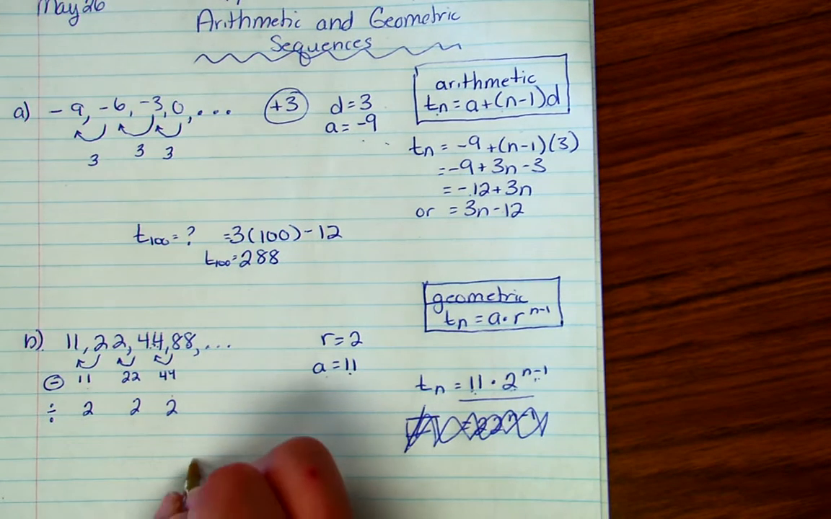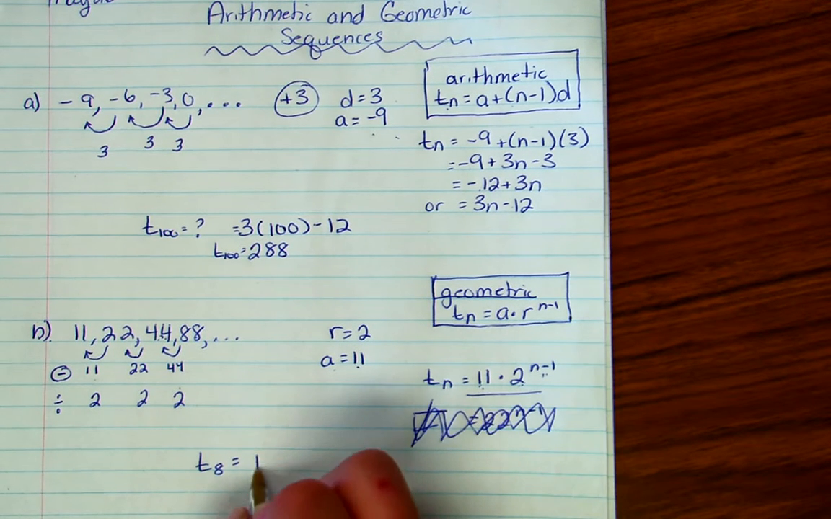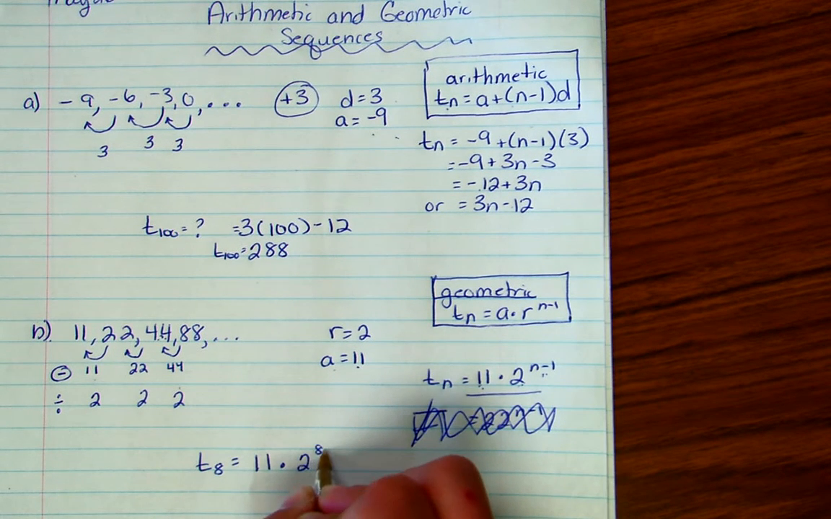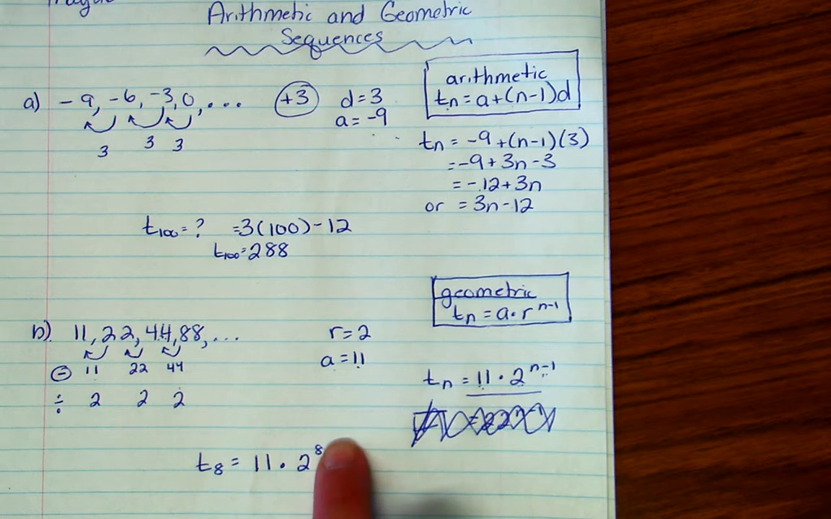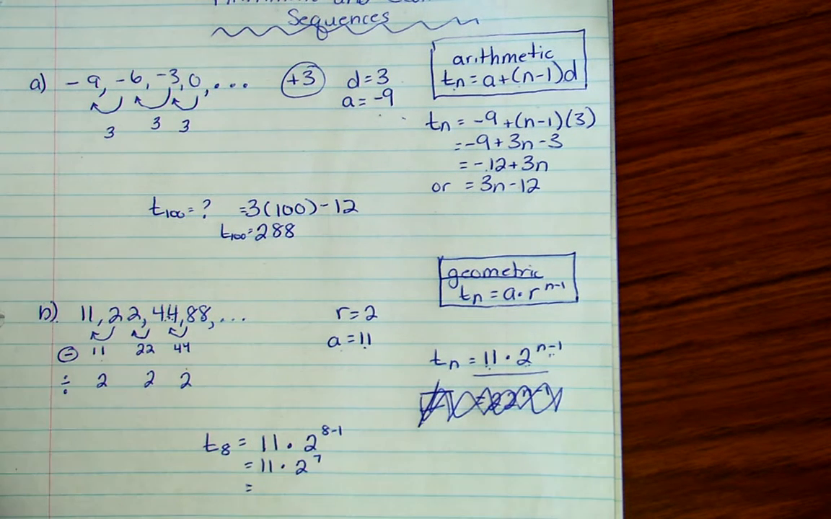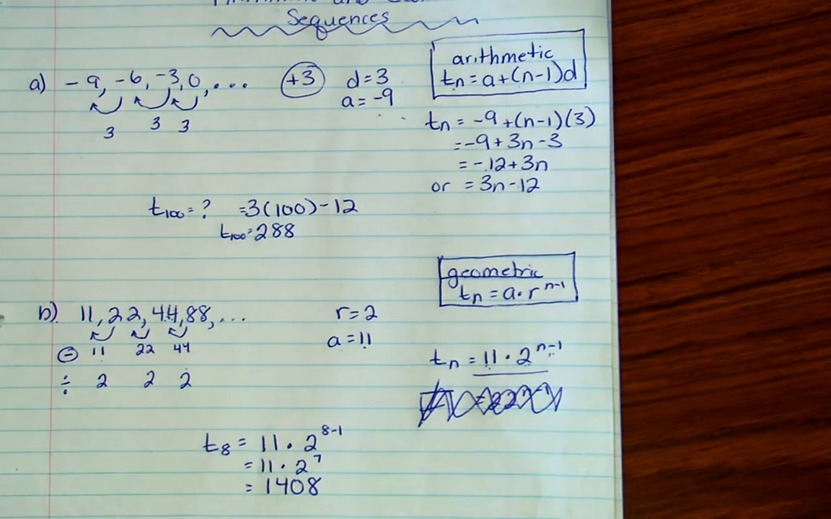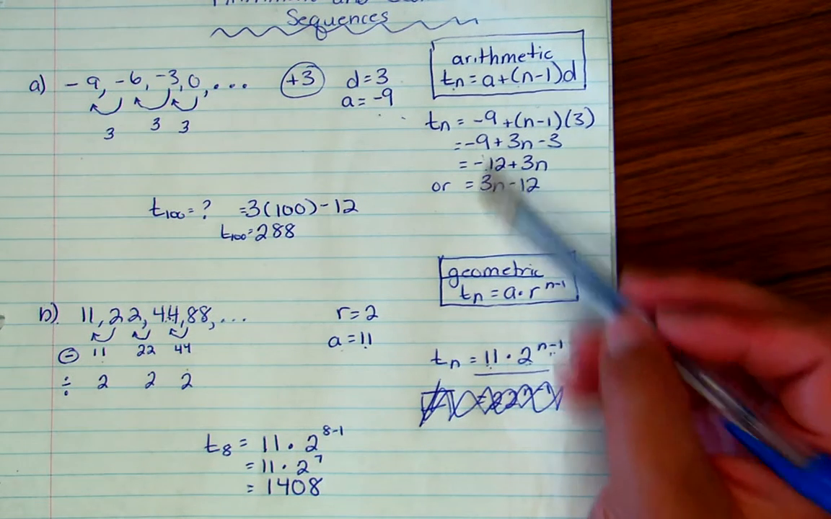So now if I wanted term 8 for this one, I could just go into my formula. That's going to be 11 times 2 to the 8 minus 1. I figure out my exponent first, which is going to be 7. And then I do in my calculator 2 to the exponent 7, and then multiply it by 11. So the answer is 1,408.